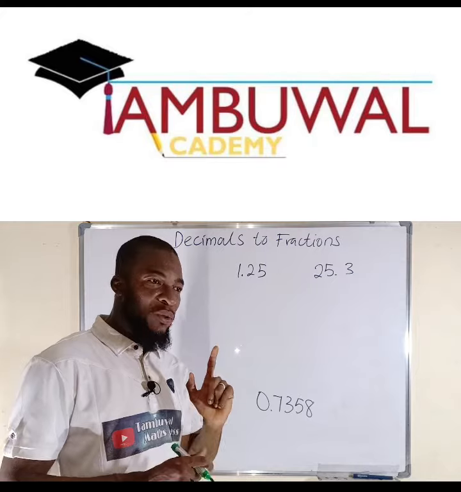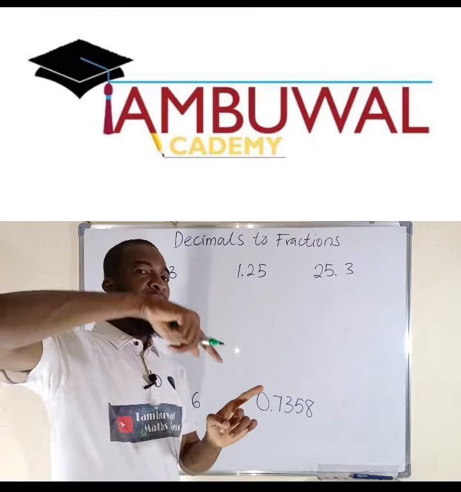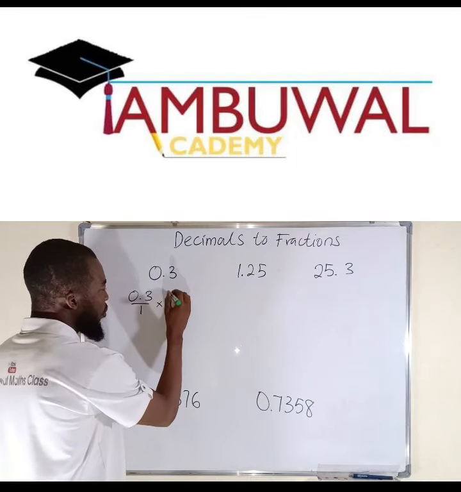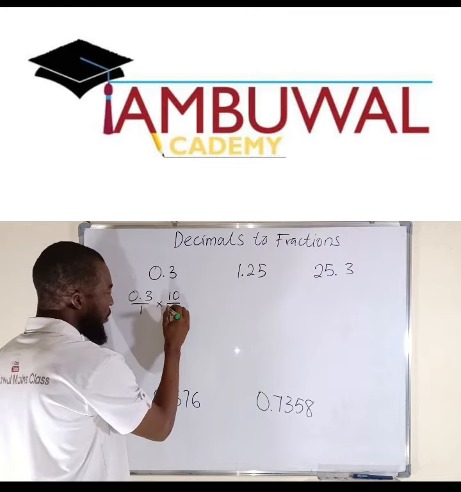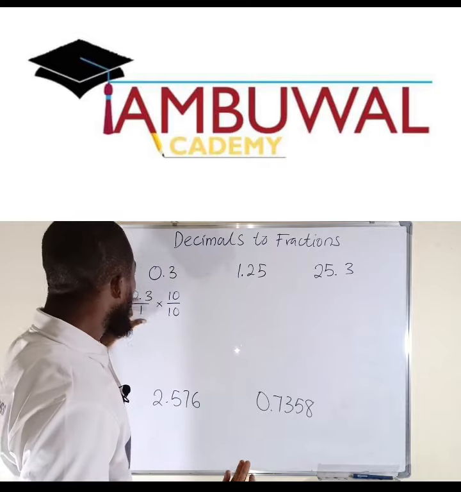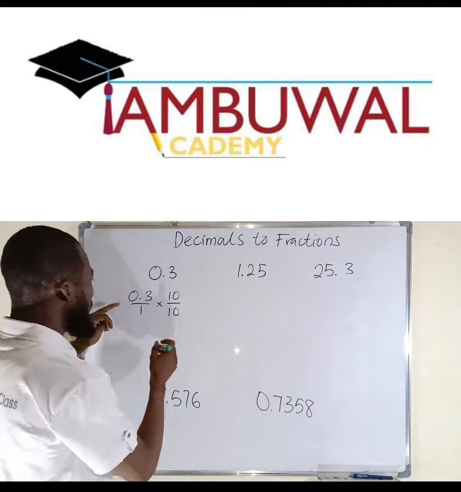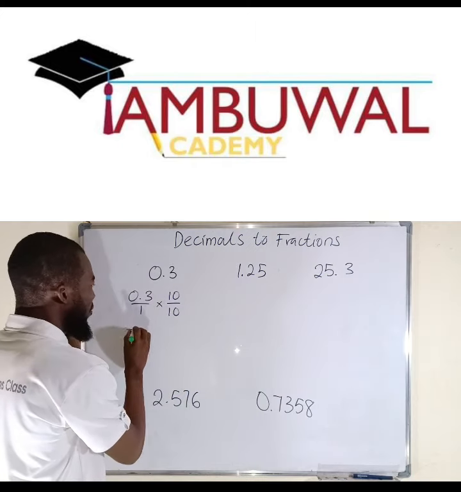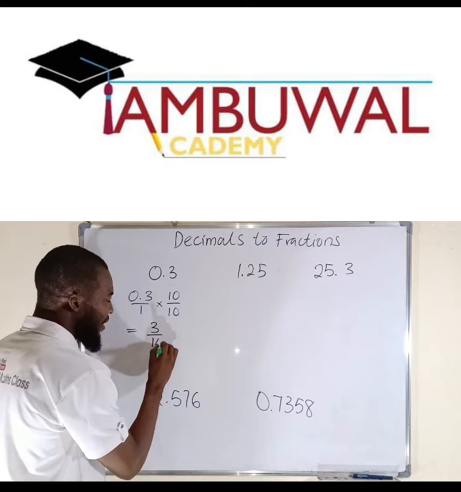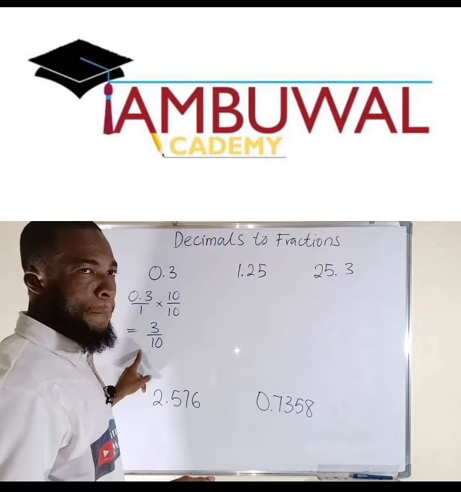But for equivalency, whatever you do to the top number, you have to do it to the bottom number. So we are going to multiply the top and the bottom by 10. Look at it, 10 divided by 10 is 1. So it's like multiplying the whole of this by 1, which will not change anything, right? So 0.3 times 10 is equal to 3, and 1 times 10 is equal to 10. Therefore, 0.3 is the same thing as 3 divided by 10.